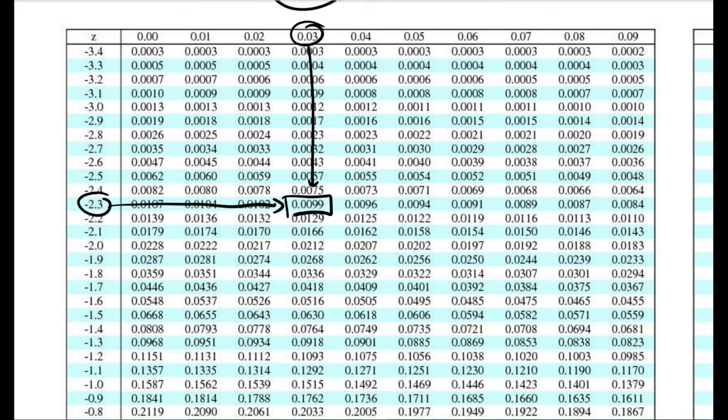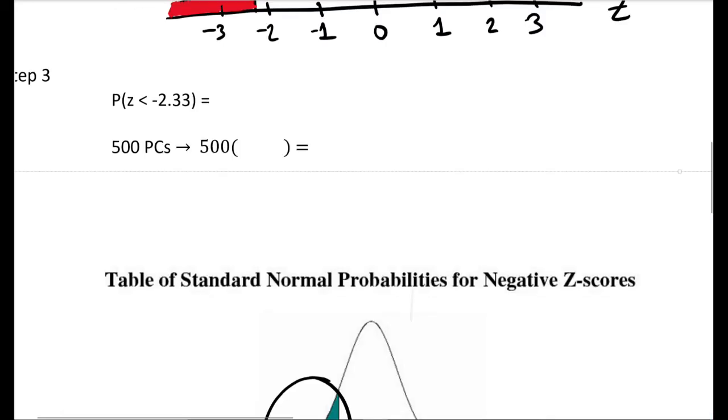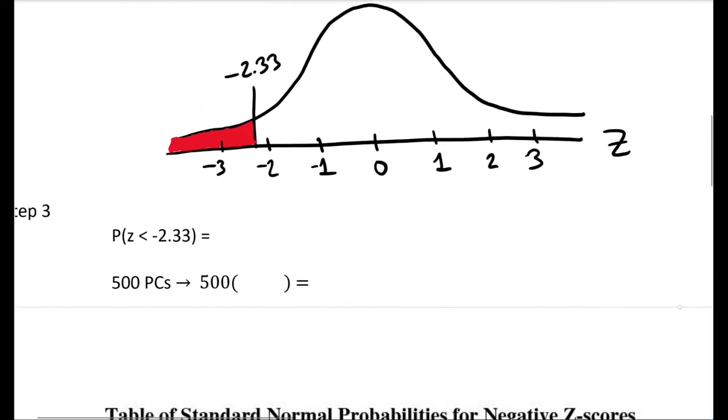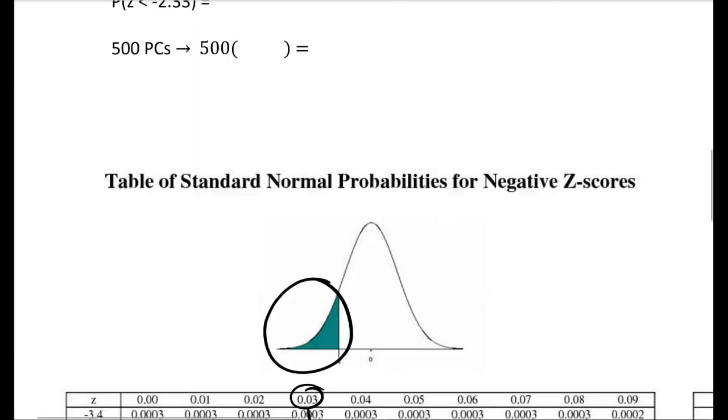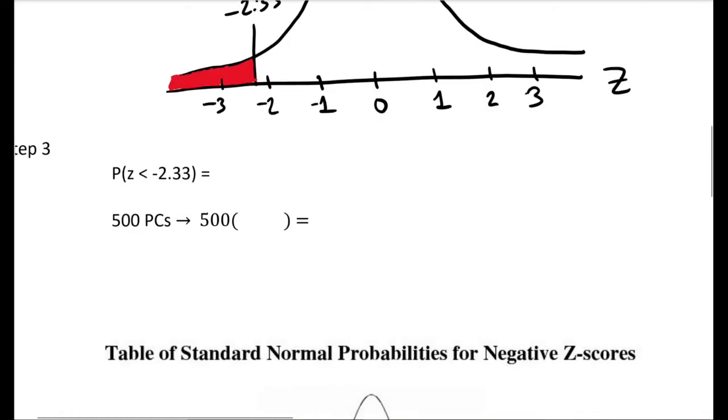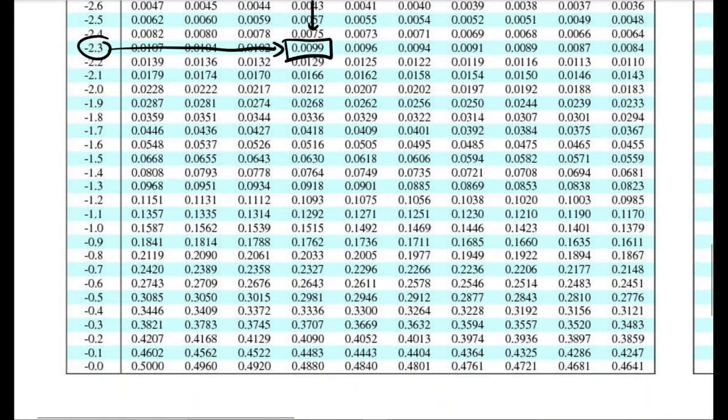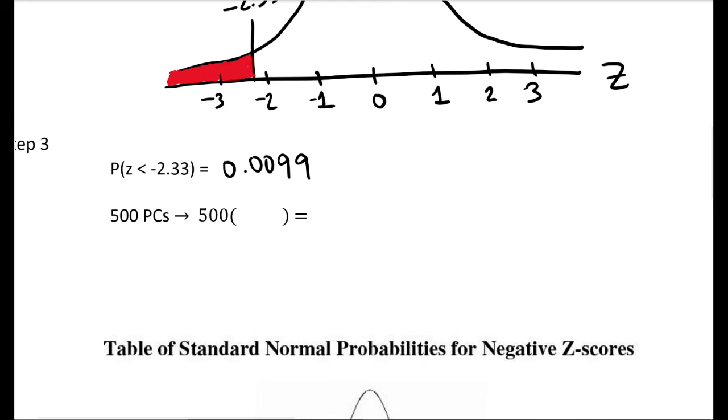So the area is 0.0099. And remember that since we want the area on the left side, we just have to use that number. So 0.0099. Want to make sure that number is correct. Yes. And then, basically this is about 1%, or less than 1%, right? This is almost 1%, it's 0.99.